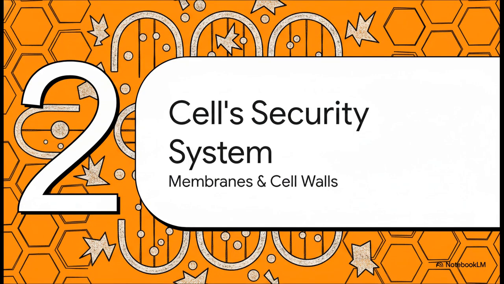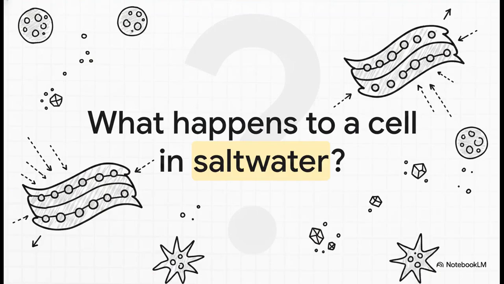Moving right along to Section 2, the cell's security system. We're talking plasma membranes and cell walls. To really understand how these microscopic security gates work, we need to ask ourselves a pretty practical question. How do water or materials actually get past the plasma membrane? Imagine just dropping a living cell into a highly concentrated saltwater solution. What do you think happens to it?